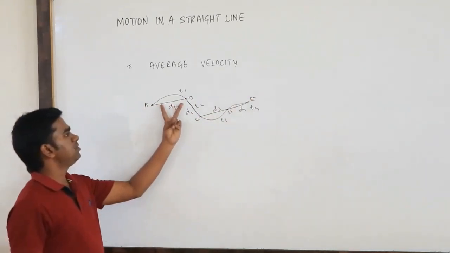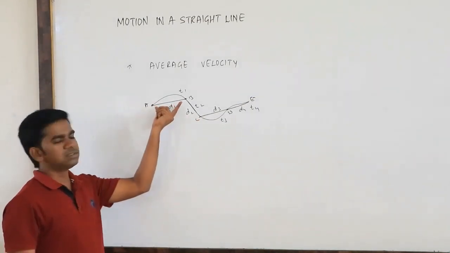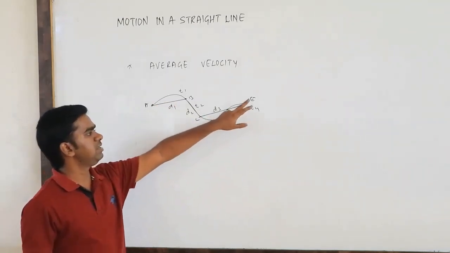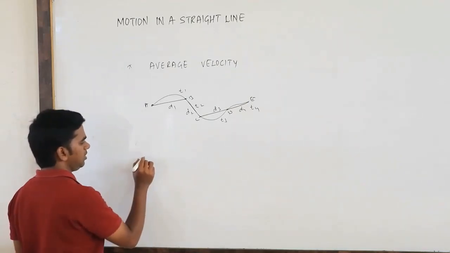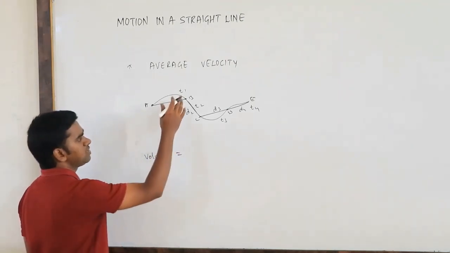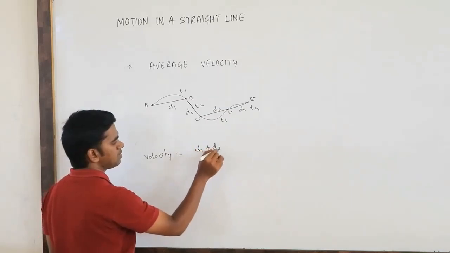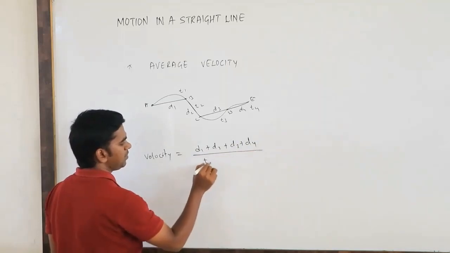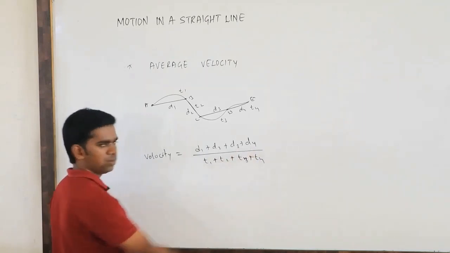Displacement between A and B is what? D1. Displacement between B and C is what? D2. This direct distance you have to consider. Here D3 between C and D. Between D and E it is D4. Now if you want to calculate the velocity, velocity is equal to total displacement: d1 plus d2 plus d3 plus d4, divided by t1 plus t2 plus t3 plus t4.